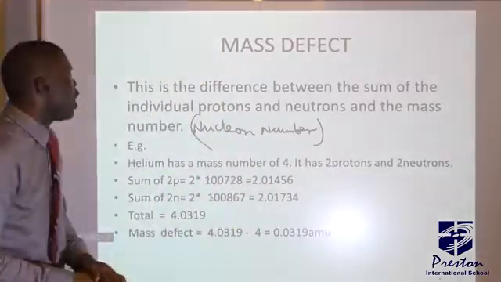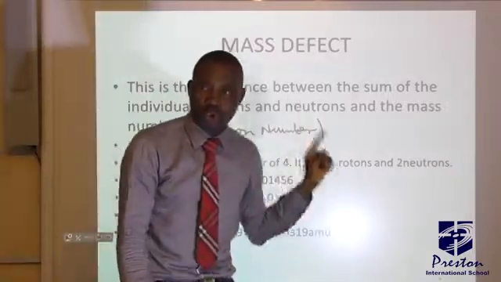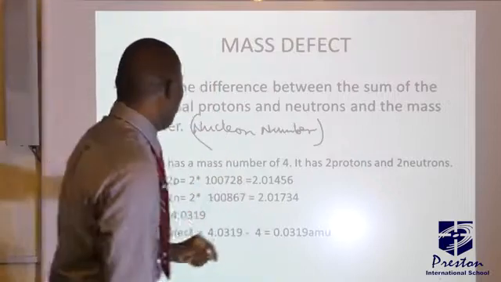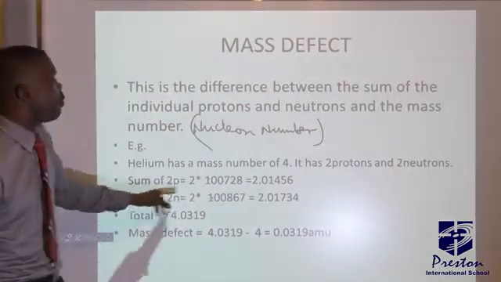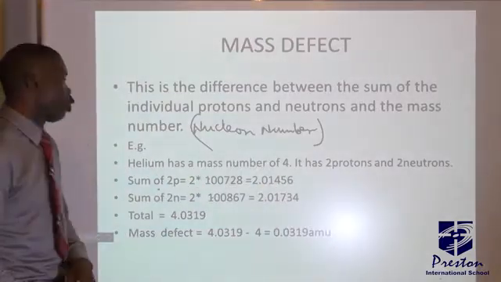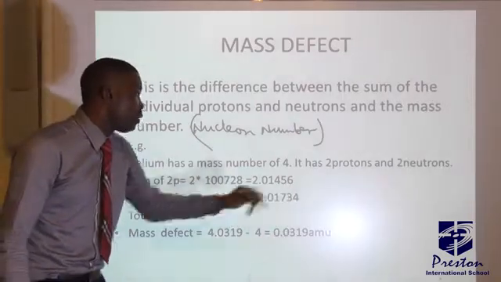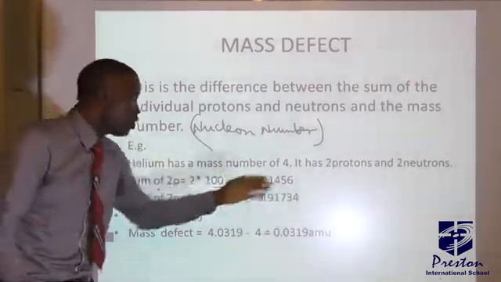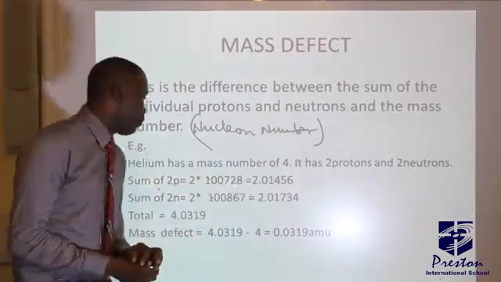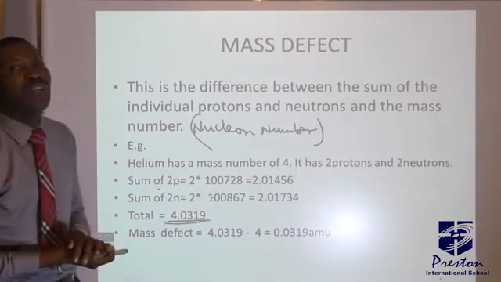I gave an example here. Look at helium. Helium has a mass number of 4. It has 2 protons and 2 neutrons. The mass of helium is 4. But let's carefully look at it. 2 protons will give us 2.01456, and 2 neutrons will give us 2.01734. If we add them together, the mass is going to be 4.0319.